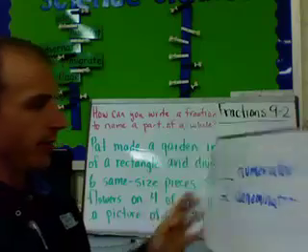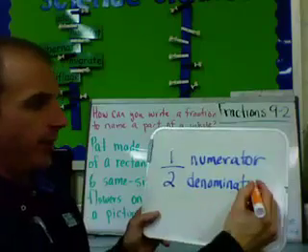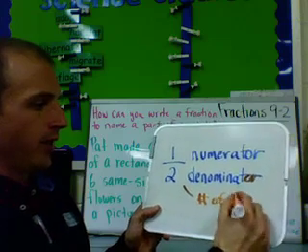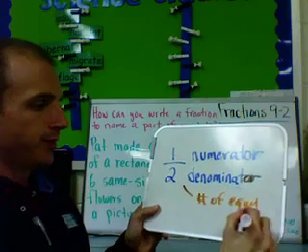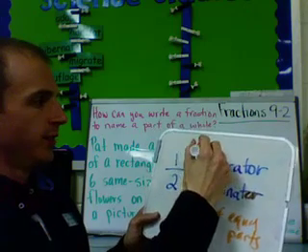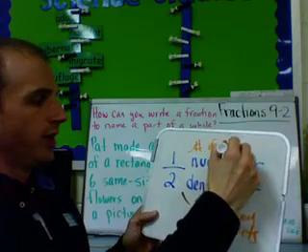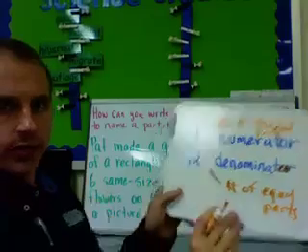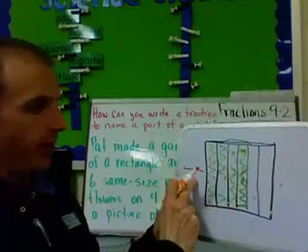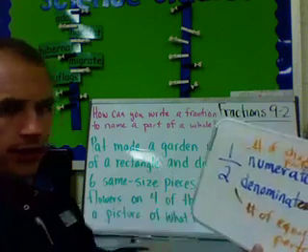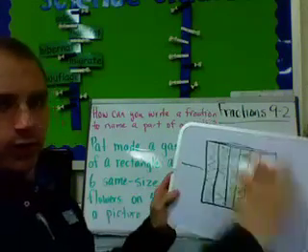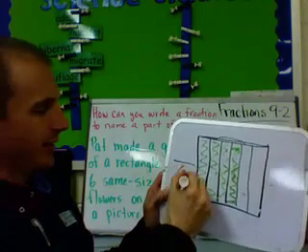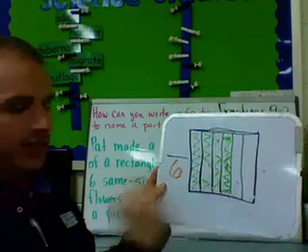So let's go back to our denominator. Our denominator, I erased a little bit of it, tells us the number of equal parts. And this, the numerator, tells us the number of shaded parts. So what number is going to go down here at the bottom? Our denominator, the number of equal parts. How many total equal parts do we have? If you said 6, you're right. I've got 1, 2, 3, 4, 5, 6 total parts.